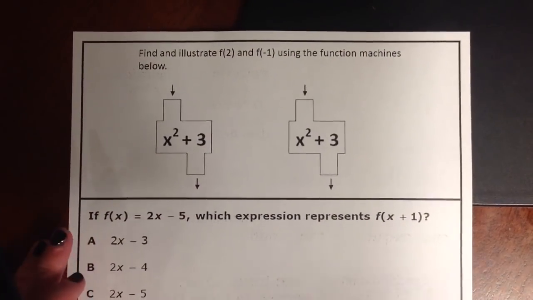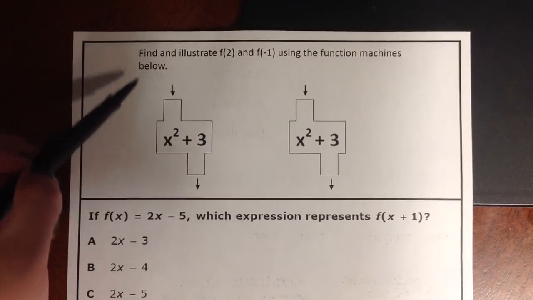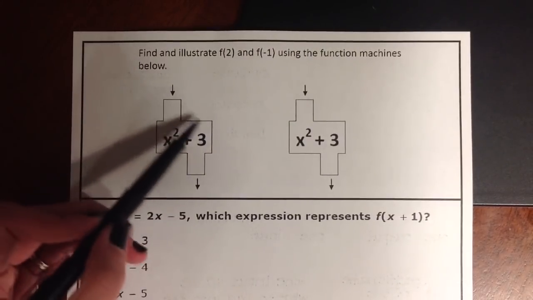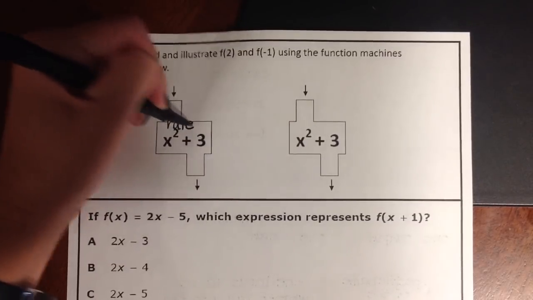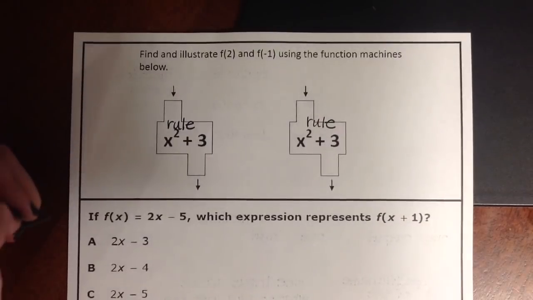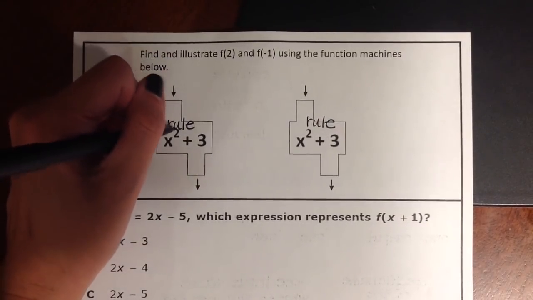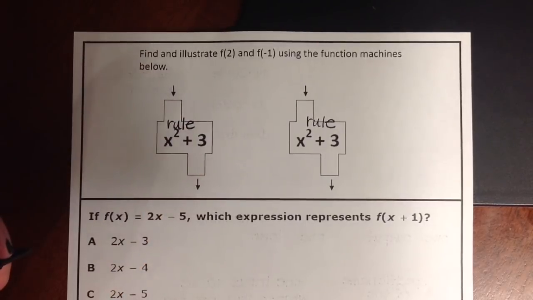How are we going to use this function notation to get our output value? So I have a visual here. Think of this as a machine. So this would make x squared plus 3 our function rule. And we are going to obviously plug in an input value, perform these operations in PEMDAS order, and then we're going to get an output.